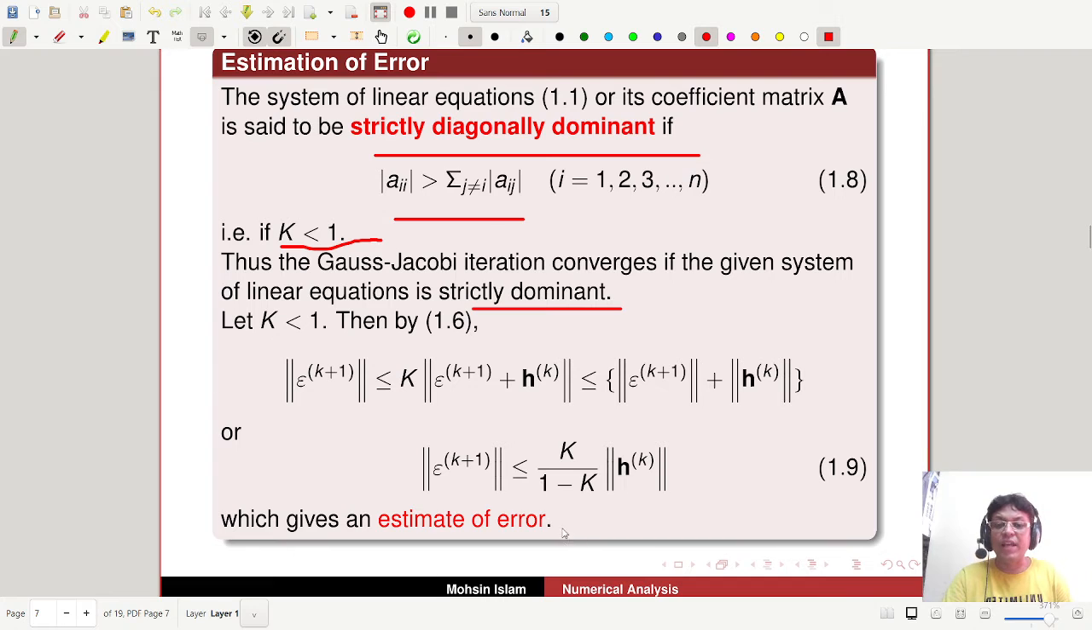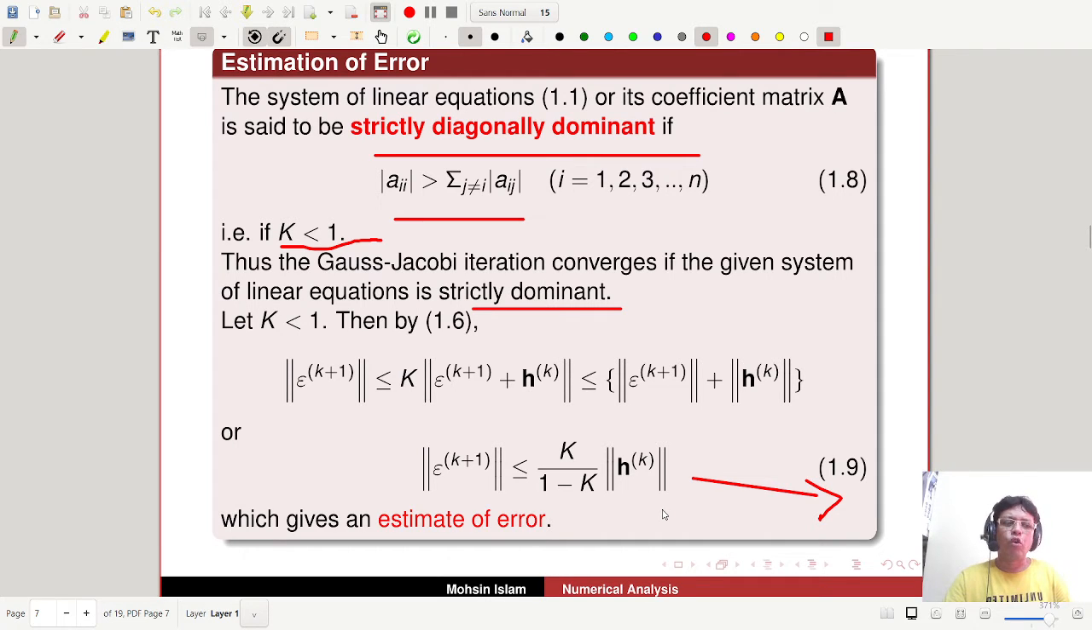And you can calculate the estimation of error from this relation 1.6. You have norm of epsilon^(k+1) less than or equal to k times norm of epsilon^(k), where h is the step length, and that is less than or equal to norm of epsilon^(k+1) plus norm of h_k. From here you can calculate the error. 1.9 will give you the estimation of error: norm of epsilon^(k+1) is less than or equal to k by 1 minus k times norm of h_k.